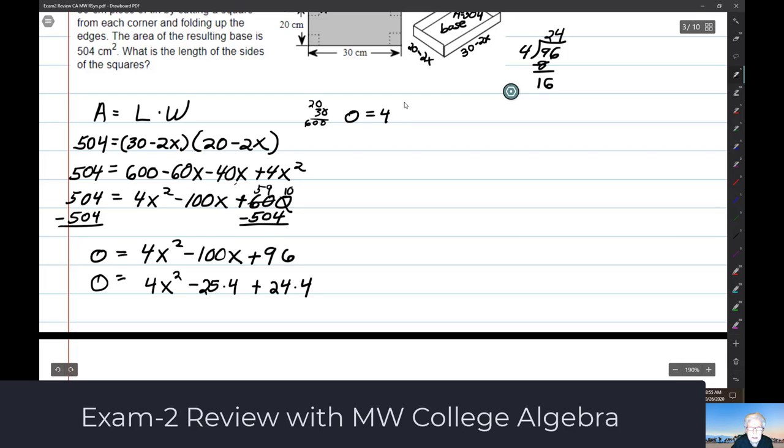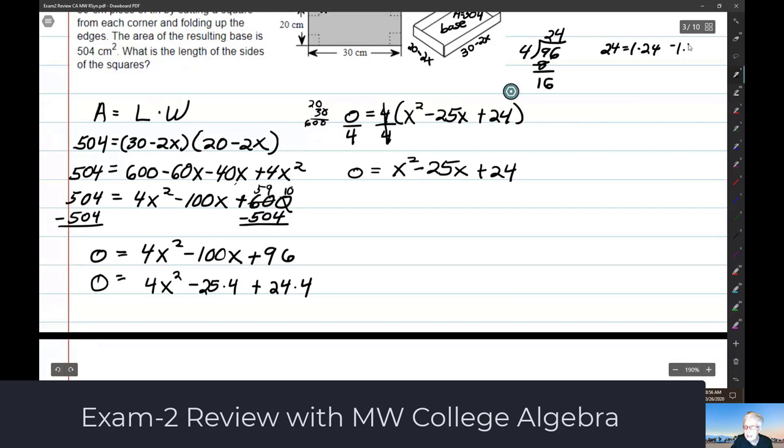0 equals 4 parentheses x squared minus 25x plus 24. And then we divide out the GCF. We can do that only because we've got an equation. So 0 equals x squared minus 25x plus 24, where 24 breaks down into 1 times 24 and negative 1 times negative 24.